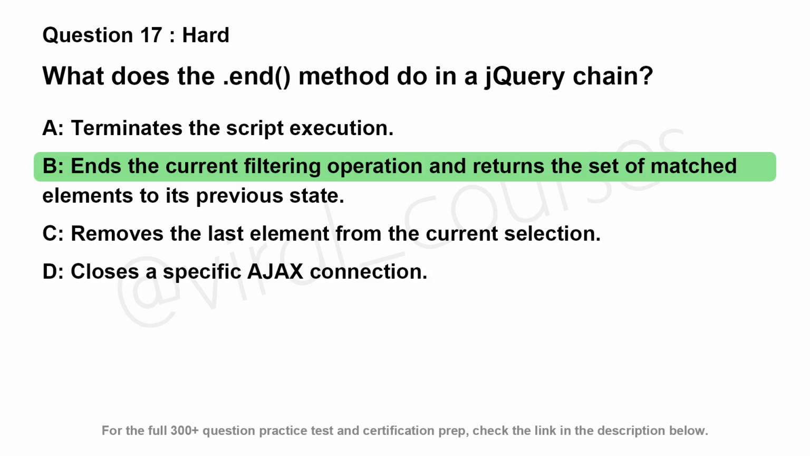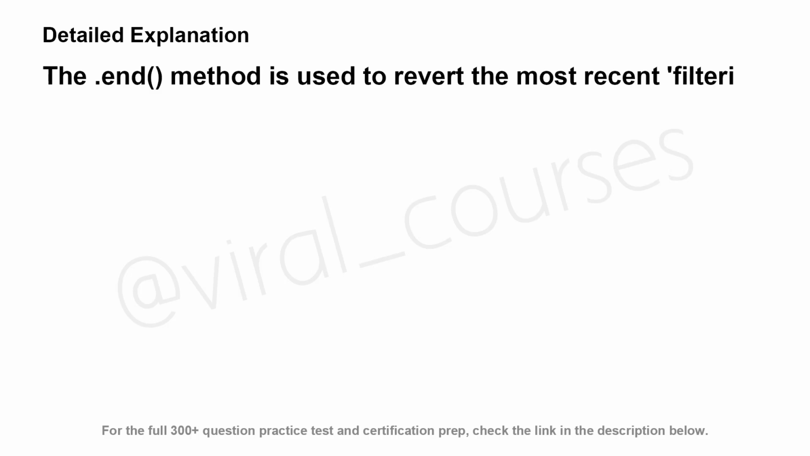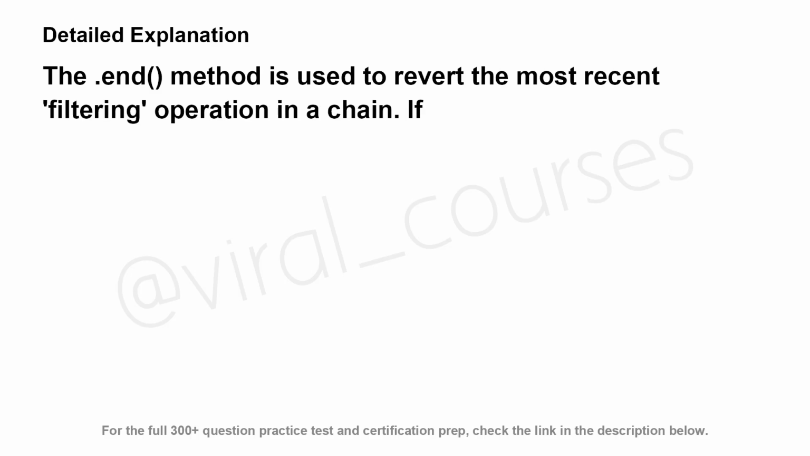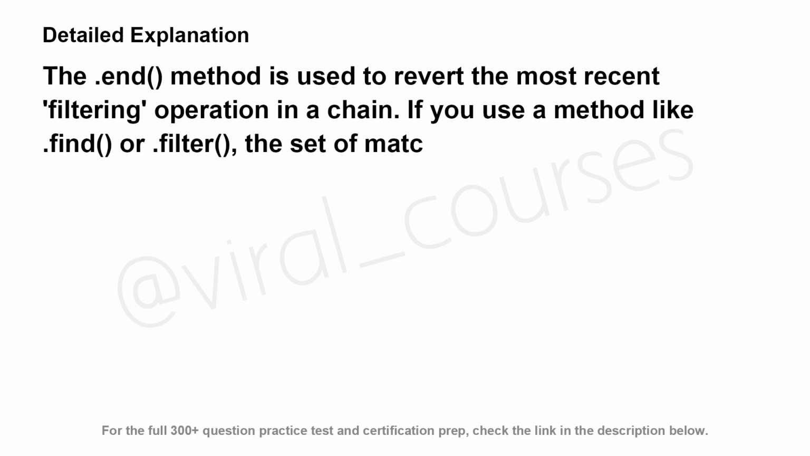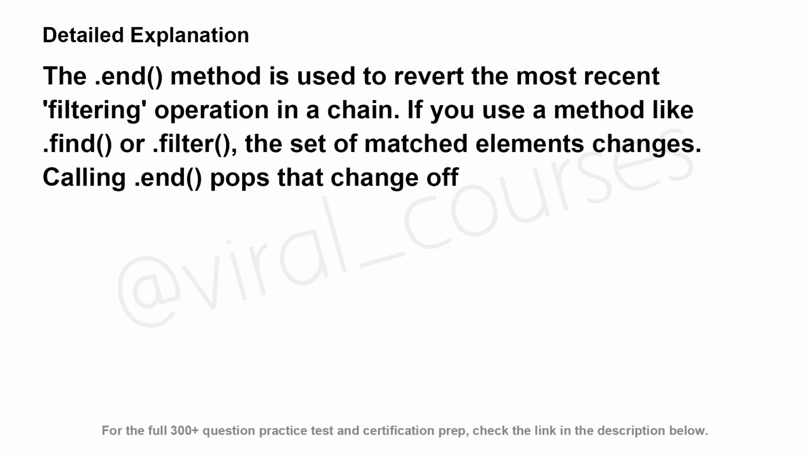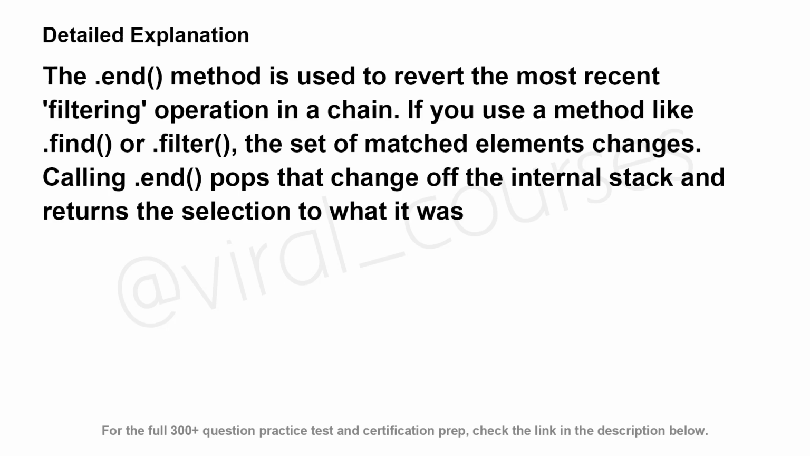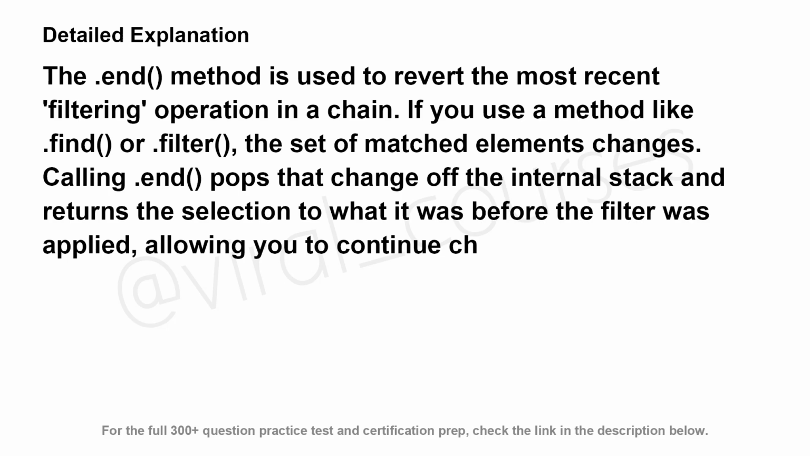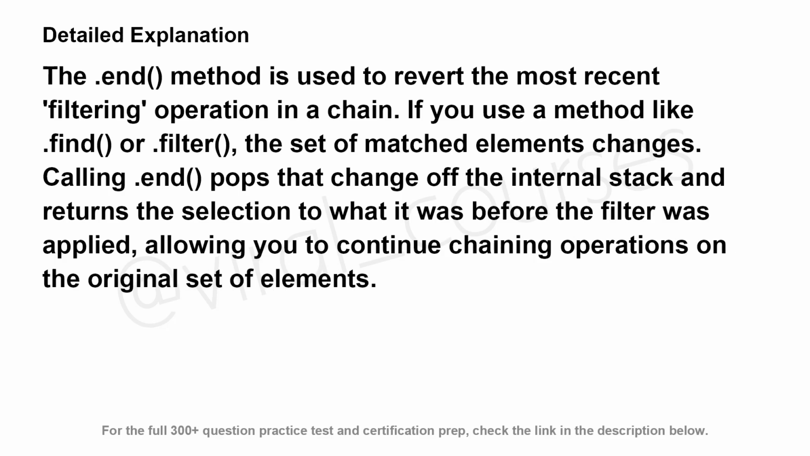The correct answer is B. The .end method is used to revert the most recent filtering operation in a chain. If you use a method like find or filter, the set of matched elements changes. Calling .end pops that change off the internal stack and returns the selection to what it was before the filter was applied, allowing you to continue chaining operations on the original set of elements.